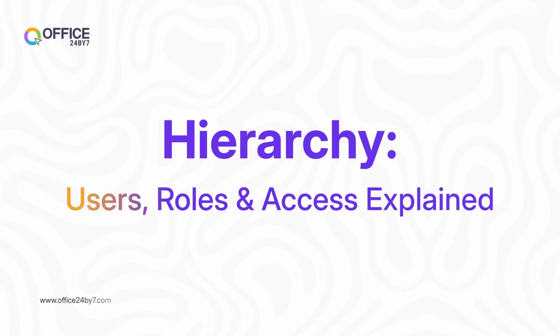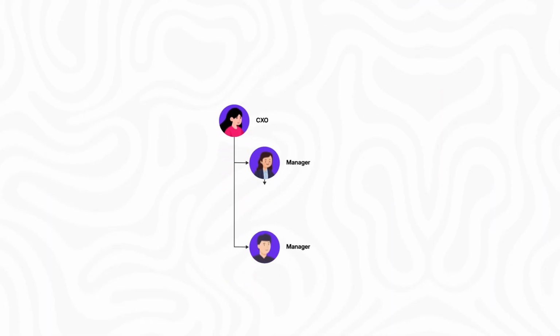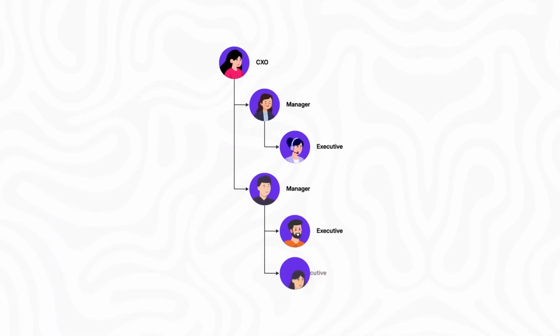In today's video, we'll understand how to configure hierarchy in Office 24 by 7. Setting up a hierarchy allows you to define reporting relationships, control data visibility, and manage how records are assigned based on your organizational structure. This setup plays a critical role in ensuring that users see the right data and that records are routed correctly across teams. Let's take a look at how this works.